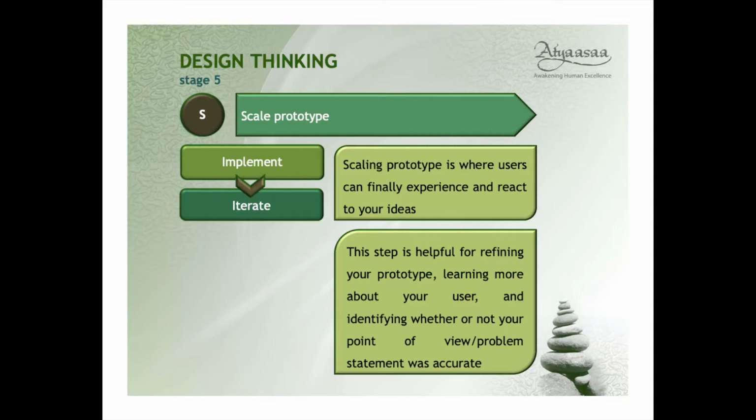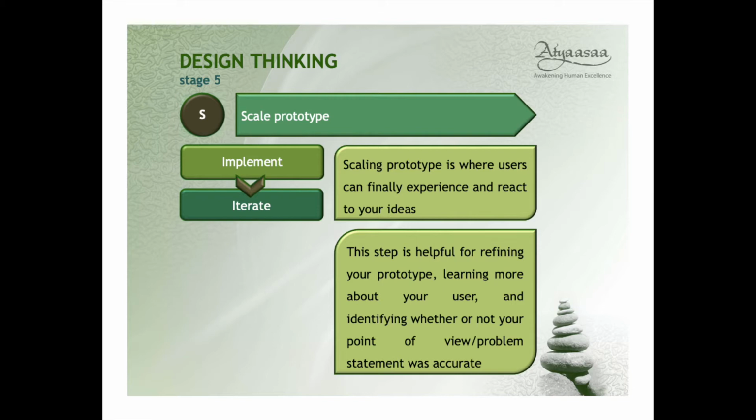When you implement the prototype and you find that the measurement is actually working, that means the prototype is becoming successful. Normally it happens under 45 days. That's when the iteration stops and you start scaling the prototype. Scaling a prototype is where users can finally experience and react to your ideas in real time. That means at the end of the 45th day, the prototype is tested, validated, found to be reliable, and you have measurements built into it.